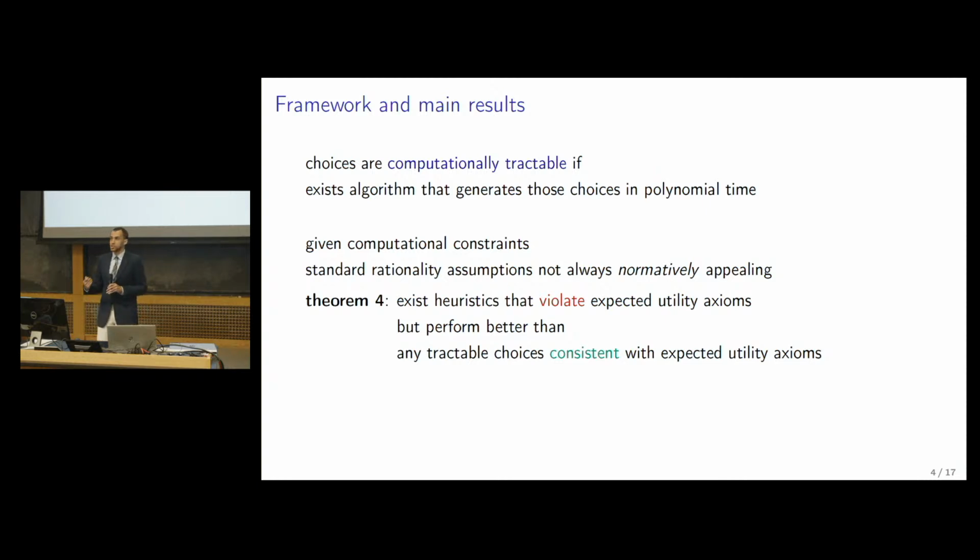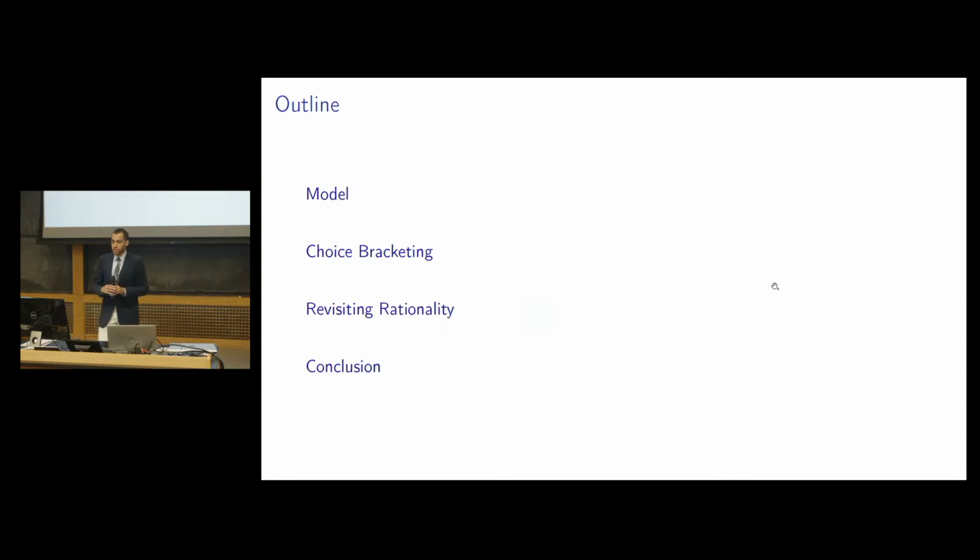In that sense, the decision maker might be better off if she is willing to engage in behavior that an outside observer like me, looking at her choices, would deem irrational. OK, so I'm going to pass over related literature just in the interest of time and briefly outline the talk. I'm going to introduce the model, a decision theoretic model plus the definition of computational tractability. Then I will tell you how tractability relates to choice bracketing. Then I will give you my final result, which revisits the appeal of the rationality axioms, and I will conclude.